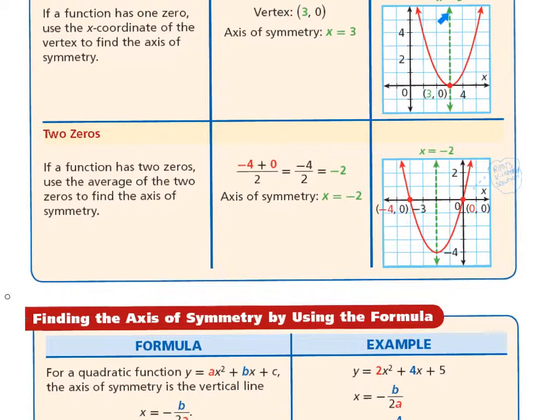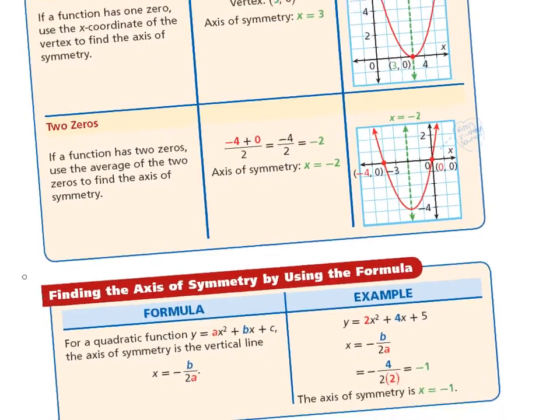Sometimes you will not be given the vertex where you can just get the axis of symmetry that way, and you will not be given the 2 points that cross the x-axis so that you could just average the x values and get the middle. Sometimes you're going to be given an equation in quadratic function form, y equals ax squared plus bx plus c, and in order to get the axis of symmetry, you have to use a formula.